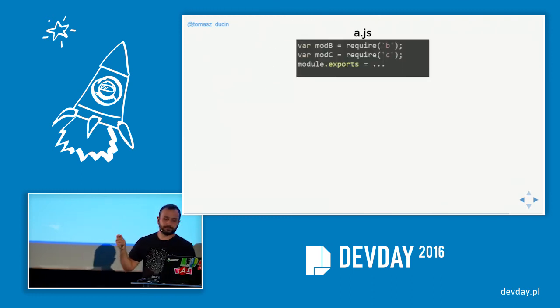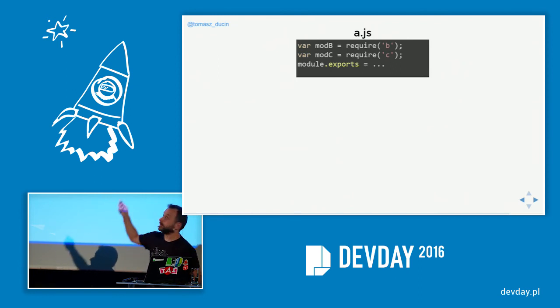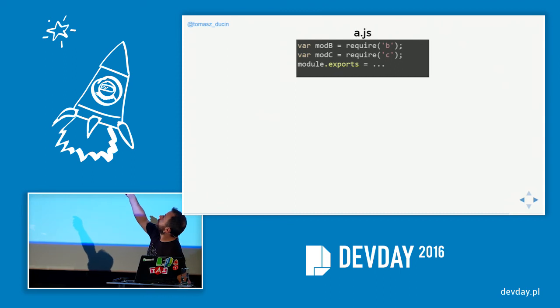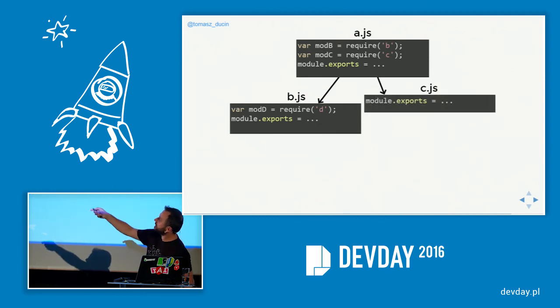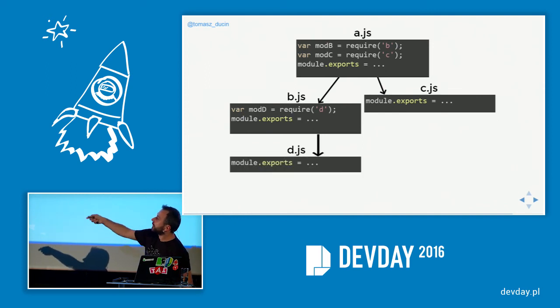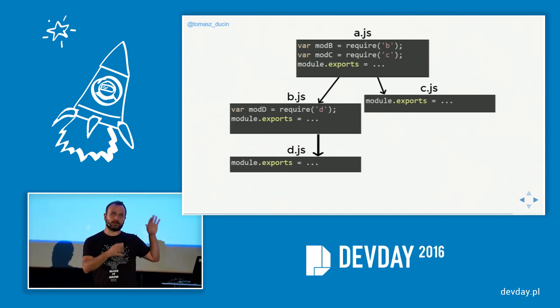So in order to do that, the question is how we can combine that stuff. Let's say that we have a JS file that is requiring B and C. So basically, we have a dependency in a.js file to a file B.js and to file C.js, right? And additionally, the file B.js has a dependency on a file D.js.